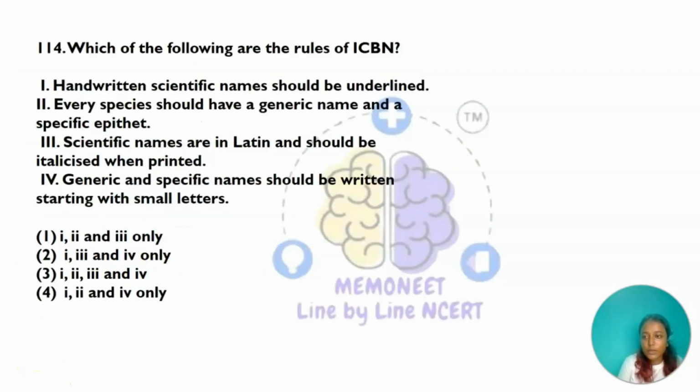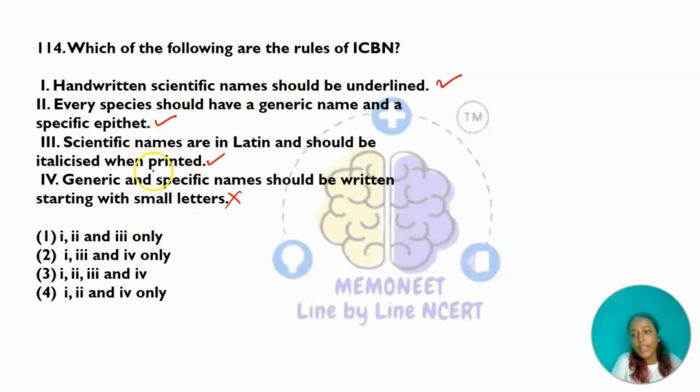So let's move on to the next one. In which of the following are the rules for ICBN, International Code for Botanical Nomenclature? Handwritten scientific names should be underlined, which is true. Every species should have generic name as well as specific epithet, which is again true. Scientific names are Latin, should be italicized when printed, again true. And generic and specific names should be written starting with small letters, again this is not true. Generic one should be written with capital letters and the specific one should be starting with the small letters.